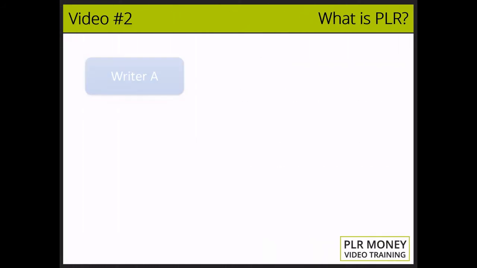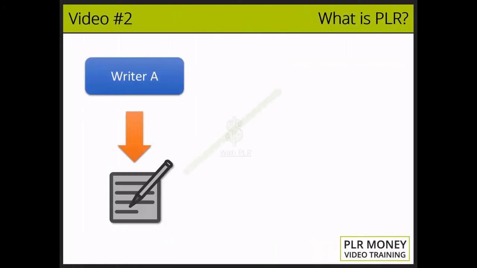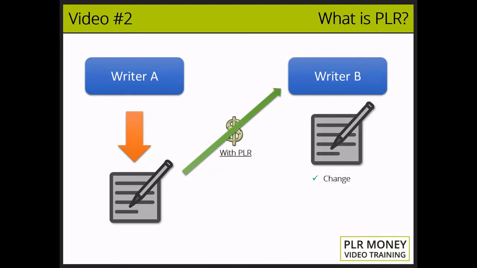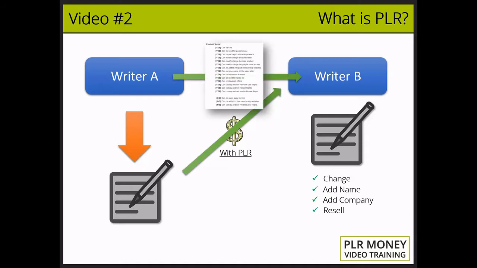For example, if writer A creates content, they may sell the private label rights to writer B and allow writer B to make certain allowable changes, add their name and company, etc., and then resell the content. In the PLR process, the original writer creates the content and then sells it for a one-time fee, while keeping copyright. The buyer is then free to use, alter, and distribute it in accordance with the PLR agreement.